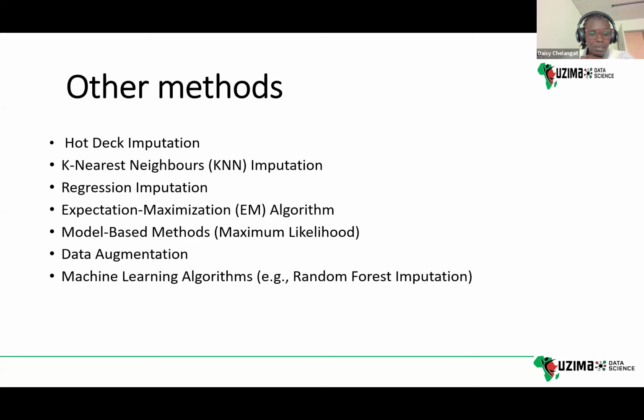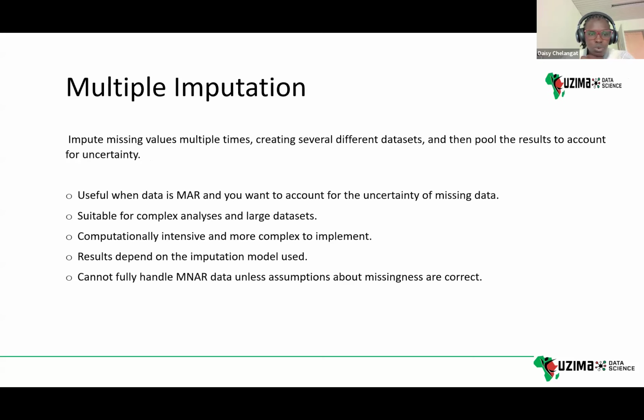Other methods for handling missing data are listed here, but because of time, I just want us to go directly to multiple imputation. Multiple imputation imputes missing values multiple times. This creates several different data sets, and then you pool the results to account for uncertainty. It is useful when data is missing at random and you want to account for uncertainty of the missing data.